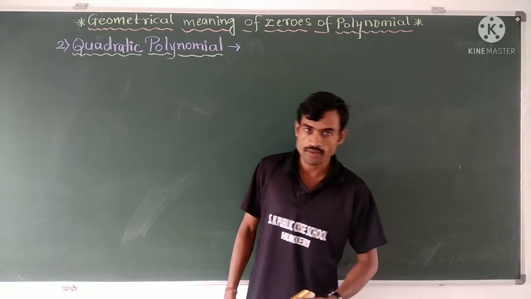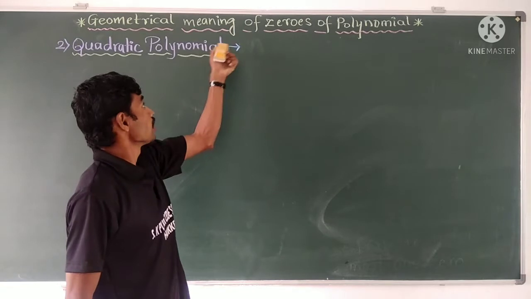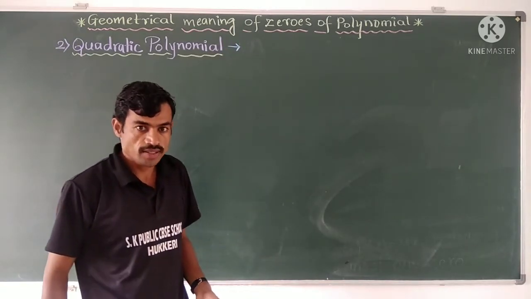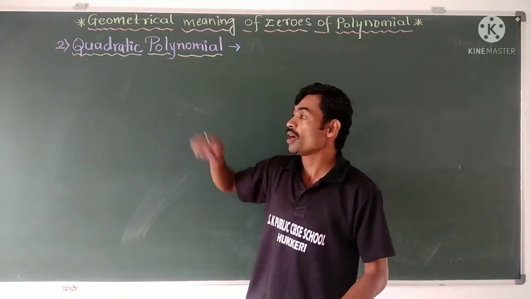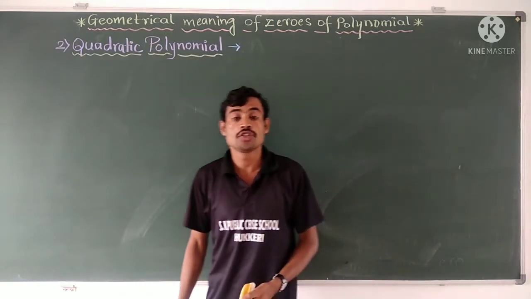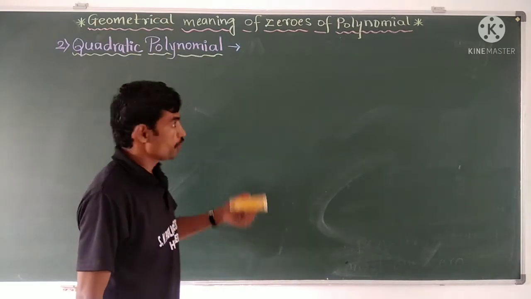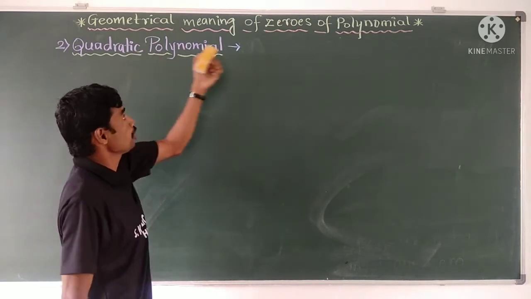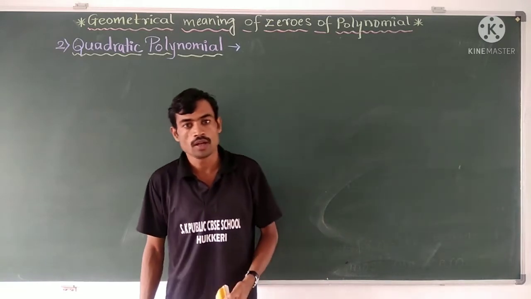In the previous class we discussed the geometrical meaning of zeros of a polynomial. In the first part we discussed the geometrical meaning of zeros of a linear polynomial. And today we have to discuss the quadratic polynomial. Geometrical meaning of zeros of what type of polynomial?